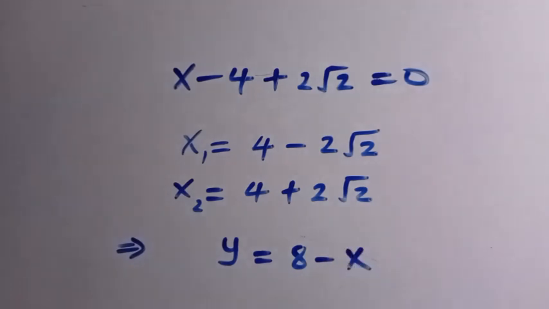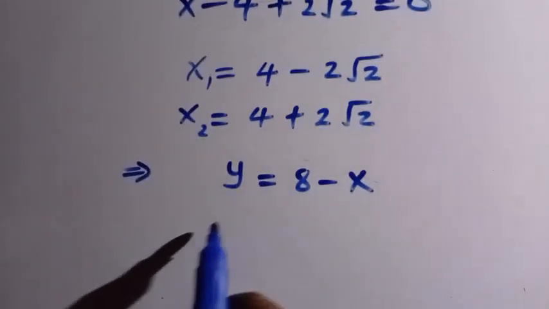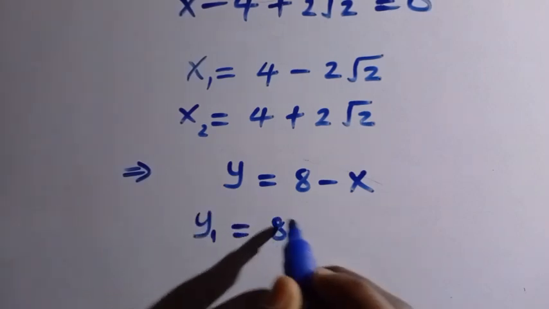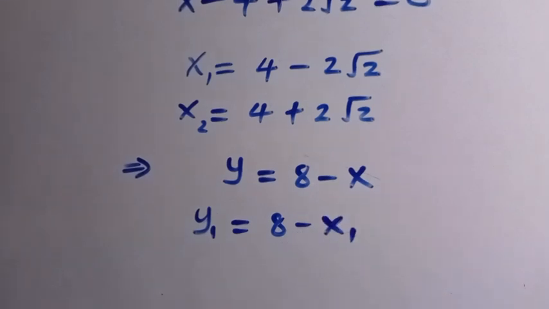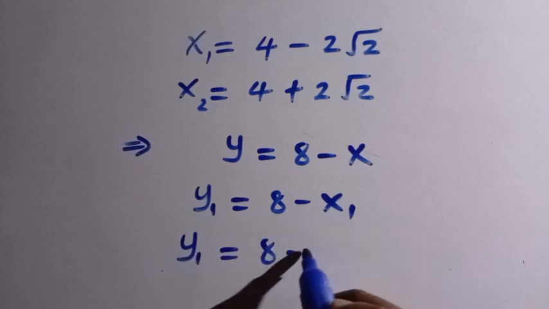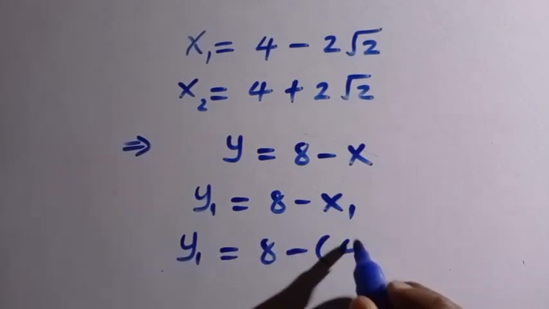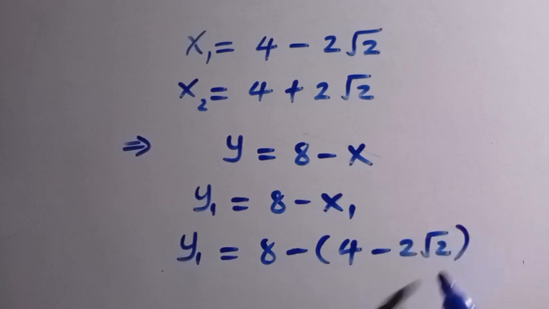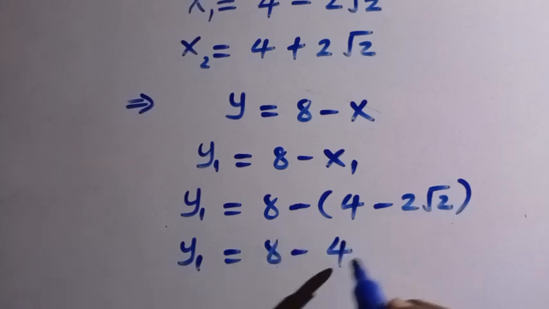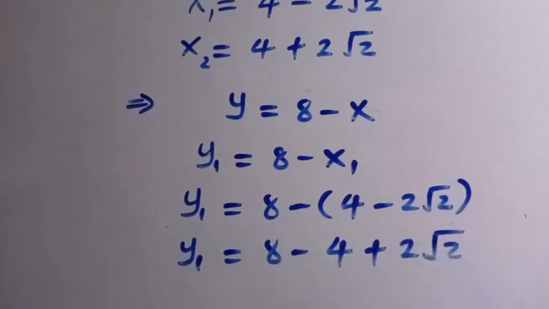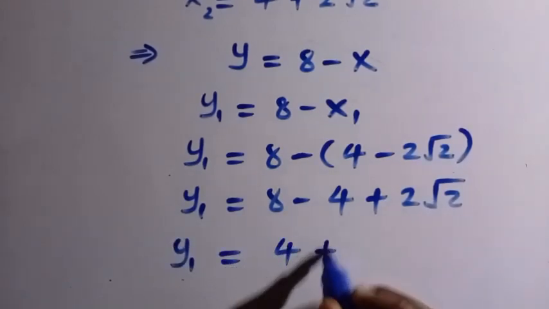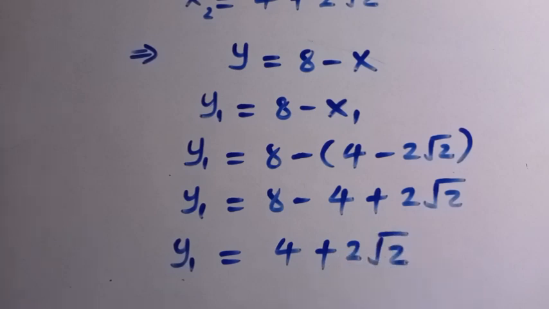To obtain the value of y, we consider equation 3, which is y equals 8 minus x. By this, we substitute x1 into it. So for y1, this equals 8 minus x1. So we input the value of x1. We have y1 equals 8 minus, open bracket, 4 minus 2 root 2. Then y1 equals 8 minus 4 plus 2 root 2. Then we have y1 equals 4 plus 2 root 2.